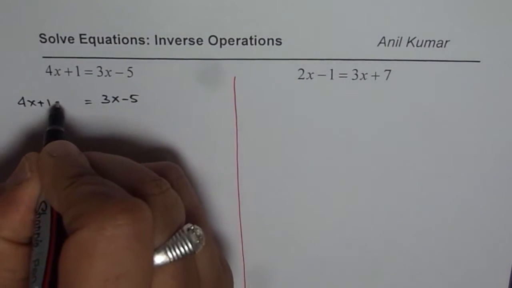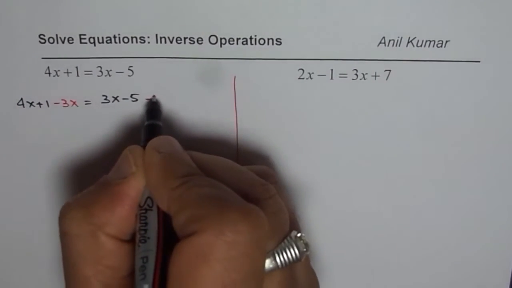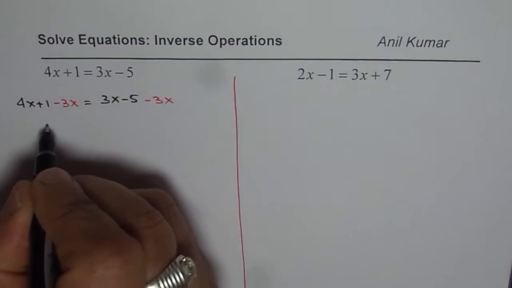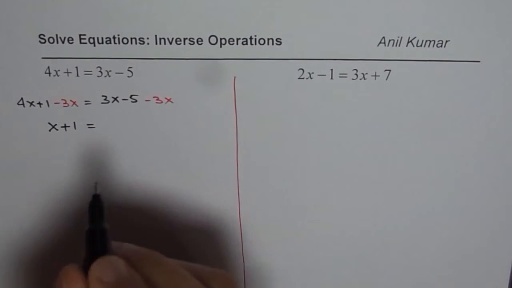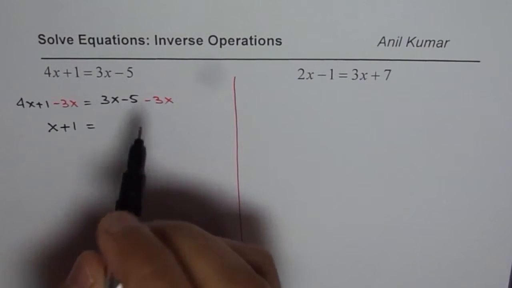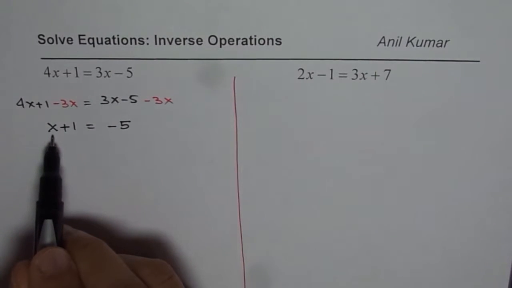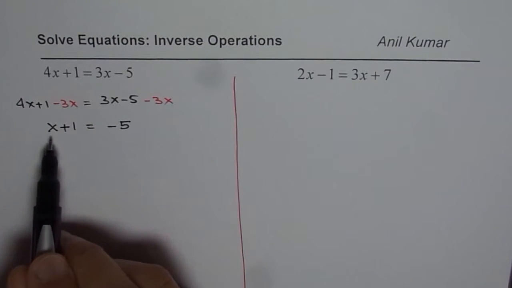If we take away 3x from both the sides, what do we get? 4x minus 3x is x, so we have x plus 1 on the left side. 3x minus 3x is 0. We are left with minus 5. Now solving means isolating the variable. So we need to find what x is.